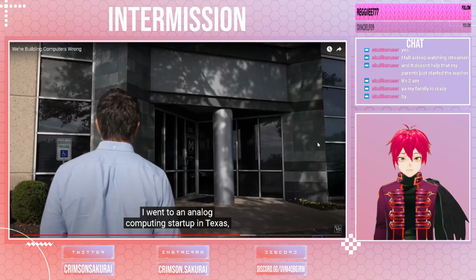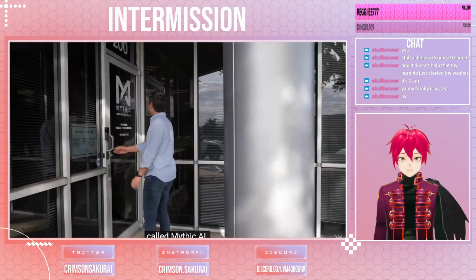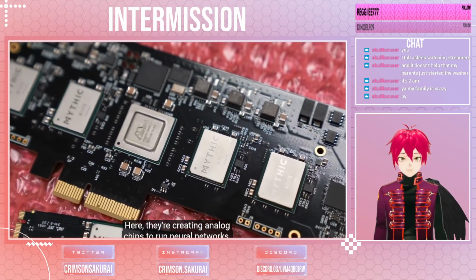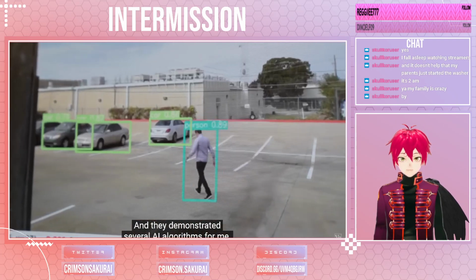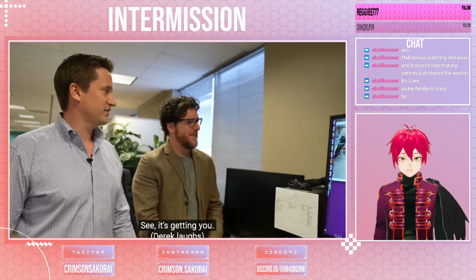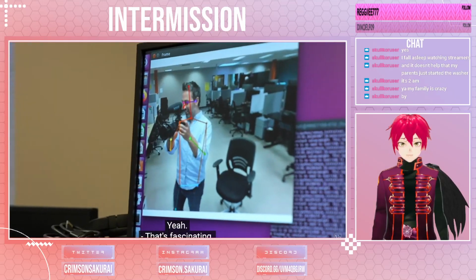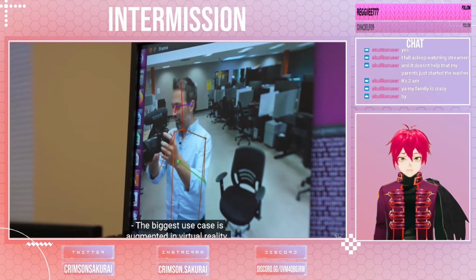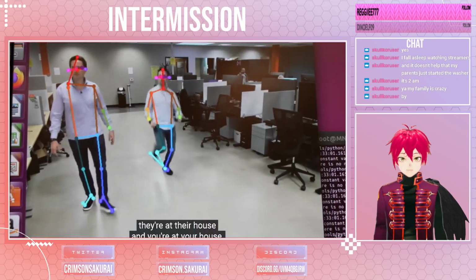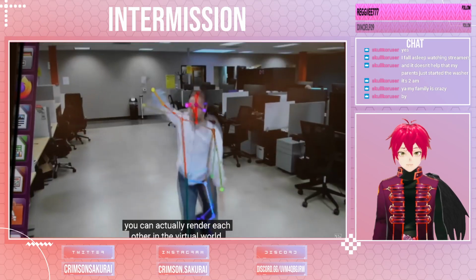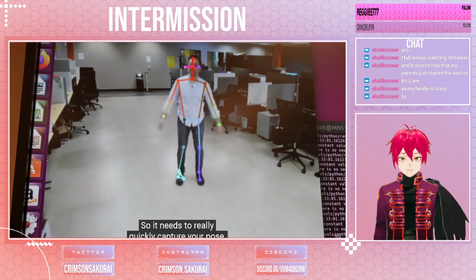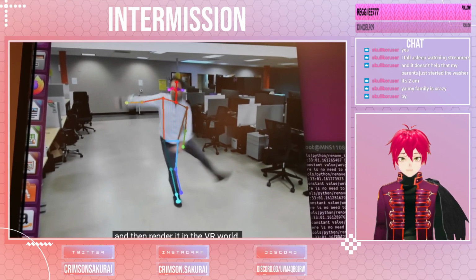I went to an analog computing startup in Texas called Mythic AI. Here, they're creating analog chips to run neural networks. They demonstrated several AI algorithms for me. Oh, there you go. See, it's getting you. That's fascinating. The biggest use case is augmented and virtual reality. You know, if your friend is at their house and you're at your house, you can actually render each other in the virtual world. So it needs to really quickly capture your pose and then render it in the VR world.